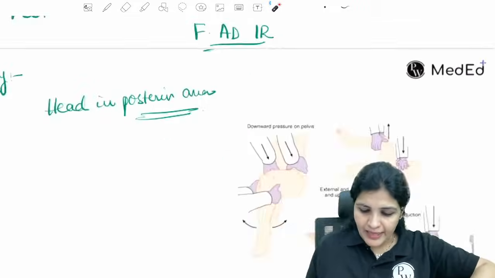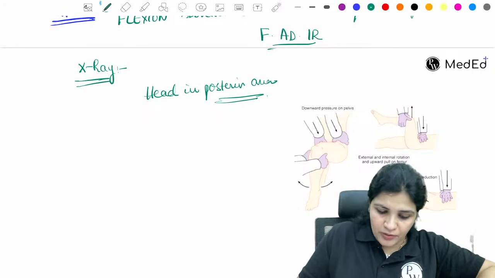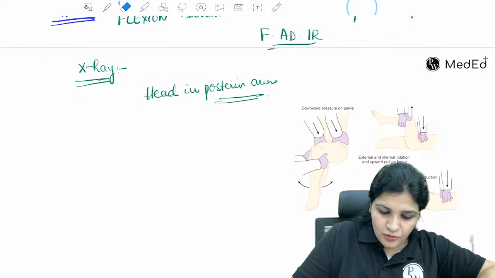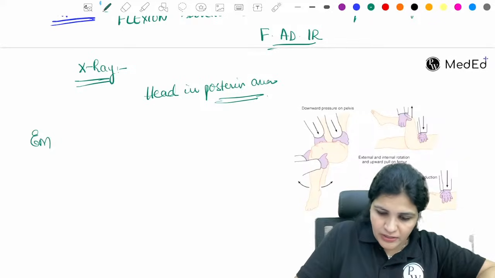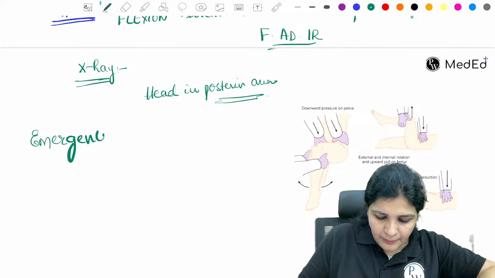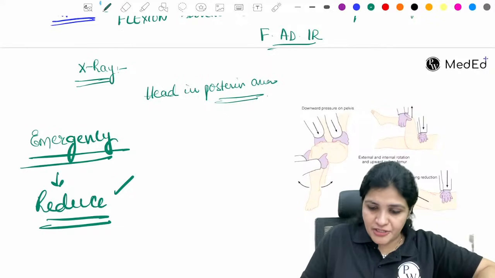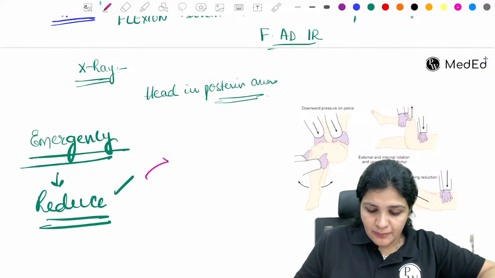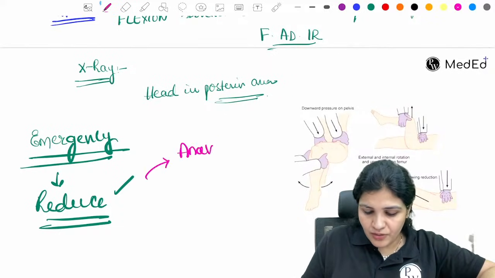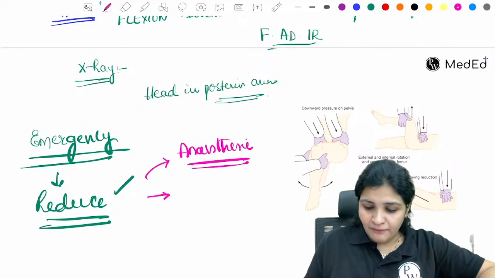Okay. And now any fracture dislocation, any dislocation should be immediately reduced. So it is an emergency, right? So in the emergency, what we do, we will reduce the joint. Any joint should first undergo reduction. So how do you do it? Because the hip joint is a big joint, right? So first you give anesthesia, and now you do the maneuver.